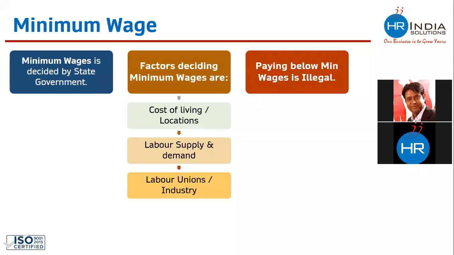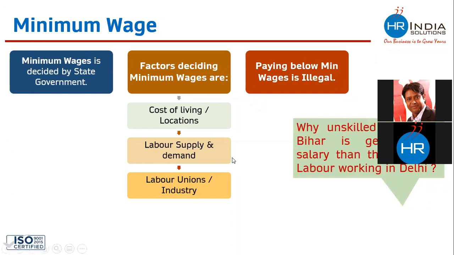Now, from this factor of the minimum wage, a question comes up. Here is a question we are having. The question is why unskilled labor in Bihar is getting less salary than the unskilled labor working in Delhi. What could be the possible reason that the unskilled labor who is working in Bihar is getting lower wages than the unskilled labor who is working in Delhi? What could be the possible reason?